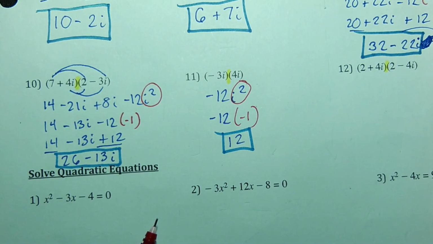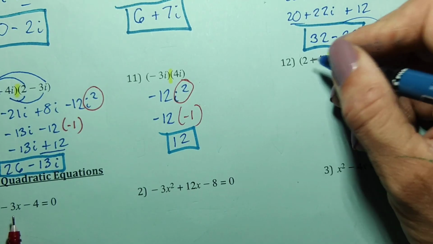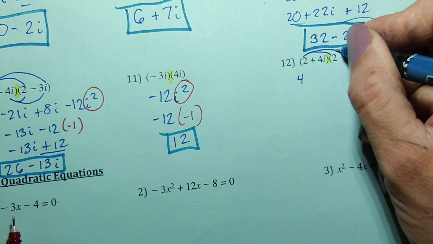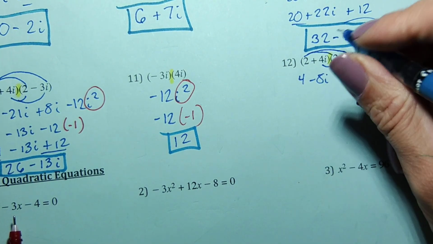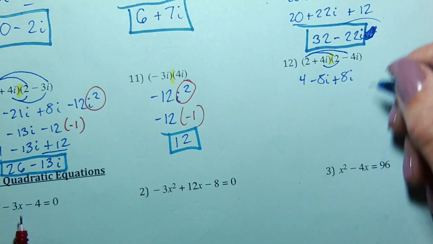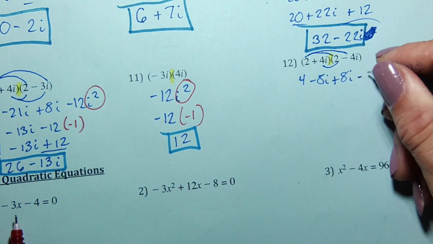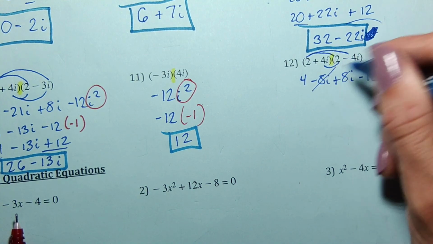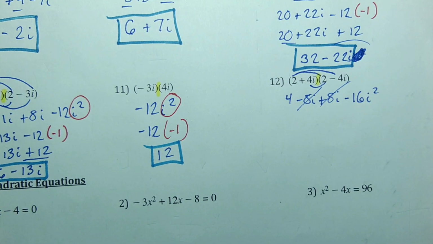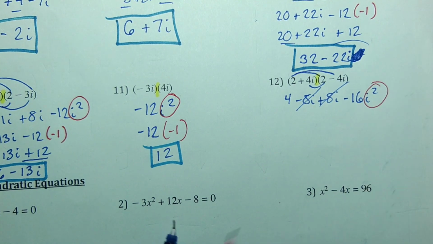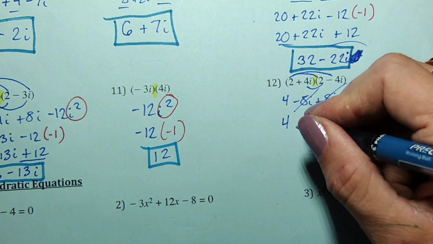26 minus 13i for number 10. Number 11 is a positive 12. Now on number 12, what I want you to notice is we have 2 plus 4i times 2 minus 4i. Same stuff, different signs, sort of like difference of squares, where our outside and inside product should cancel. And what we find is, they do, because we get negative 8i and positive 8i. And for that last term, negative 16i squared. So goodbye to the negative 8i and positive 8i. We still have to simplify that i squared to be a negative 1.